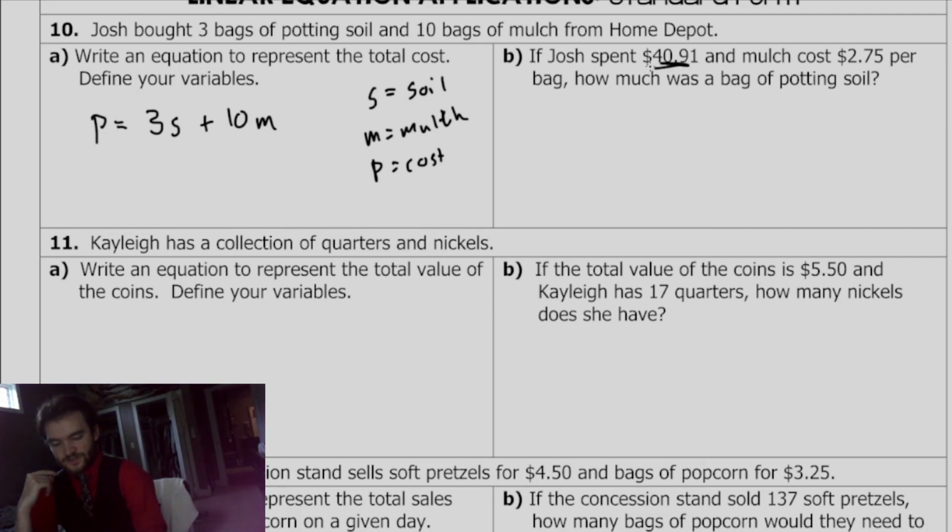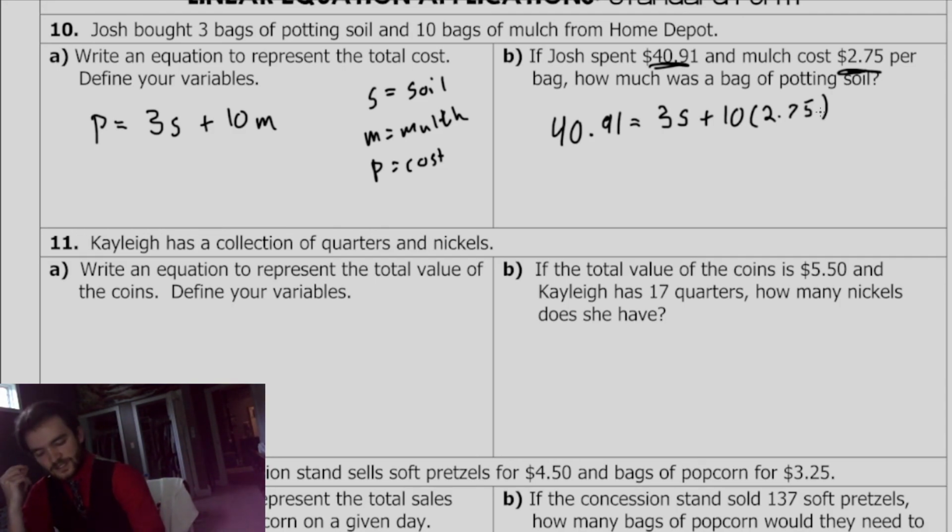Good. So if Josh spent $40.91 and mulch cost this much per bag, how much was a bag of potting soil? So we know that he spent $40.91, right? We know the mulch cost $2.75 per bag. So we know that he bought 3 bags of soil and 10 bags of mulch at $2.75 per bag, which is fine. So now we end up getting whatever that is.